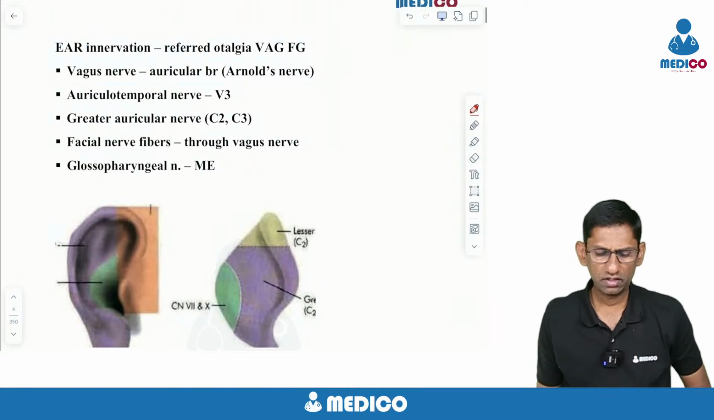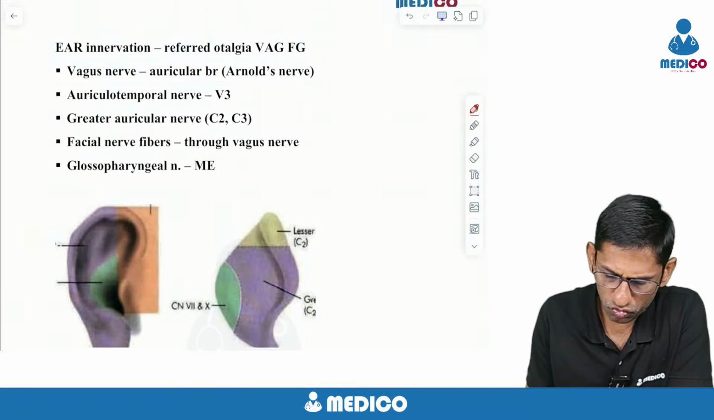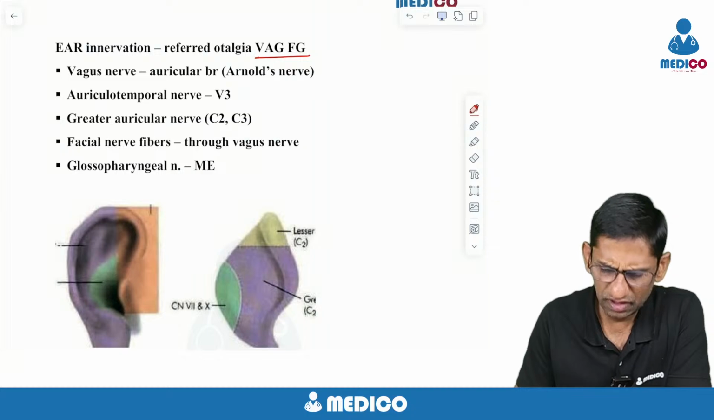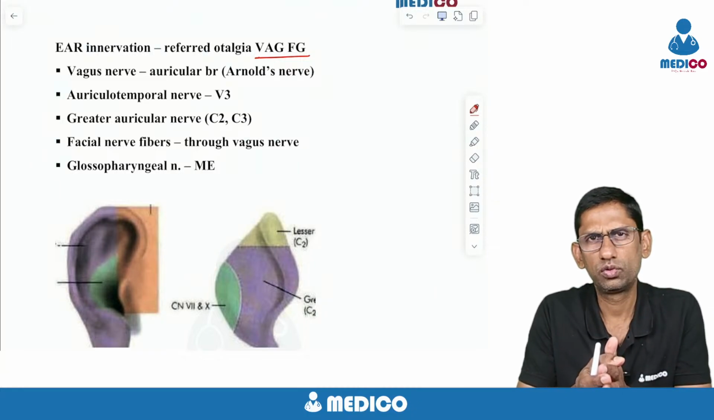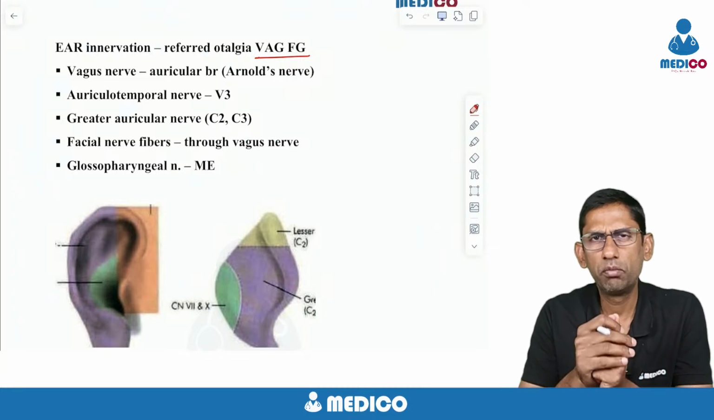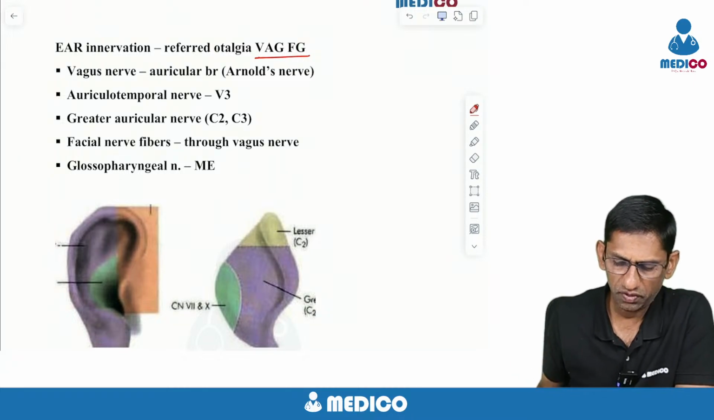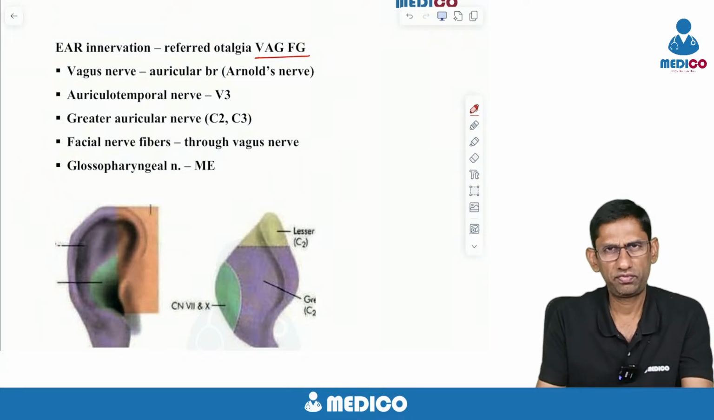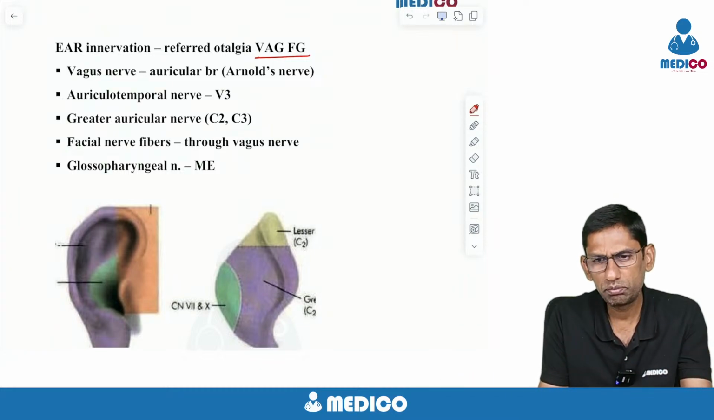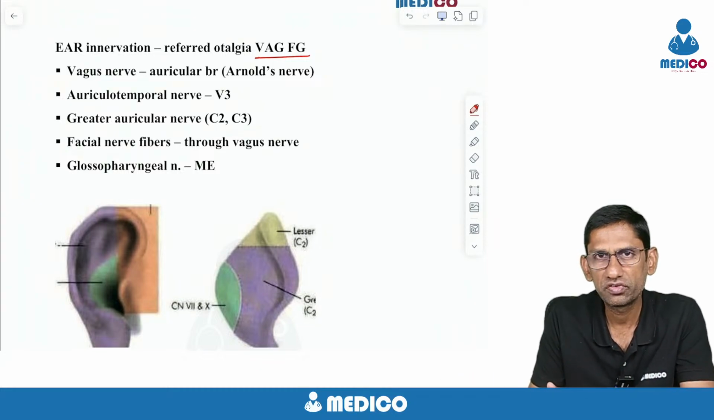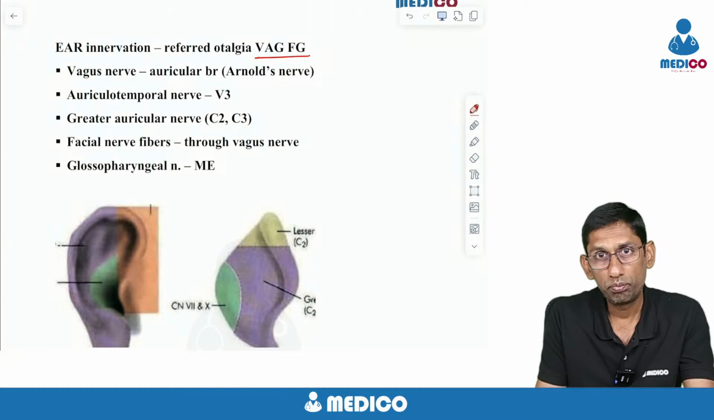So coming to the ear innervation, I used to say a mnemonic like this. There are various nerves supplied to the ear. So how to remember them with a little mnemonic? What is this? Vague friends group. They are a group of friends from many multiple directions, different areas. A vague group of friends.